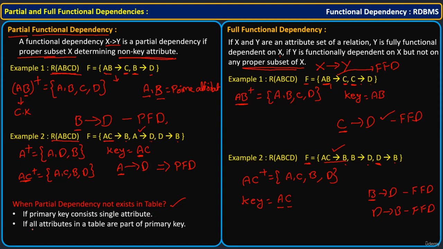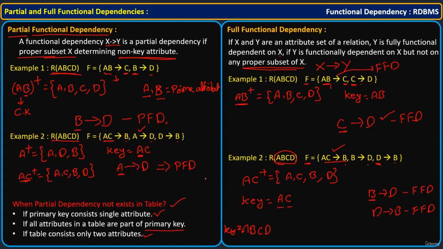Another case is if all attributes in a table are part of the primary key. How many attributes are there in the relation? If all of them are keys, for example, key equal to ABC, then also there is no chance of having partial functional dependency. And one more case: if the table consists of only two attributes, then either both of them are candidate keys or primary key, or one of them is the candidate key. If one, then that scenario is the single attribute case.